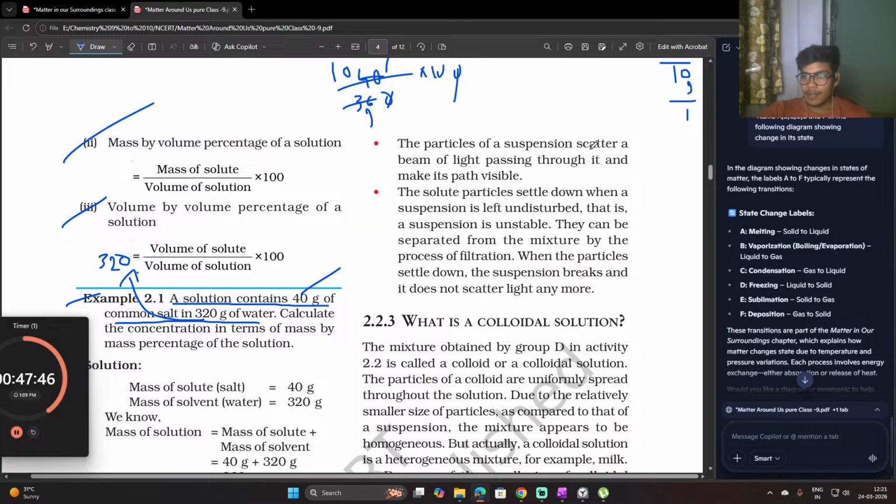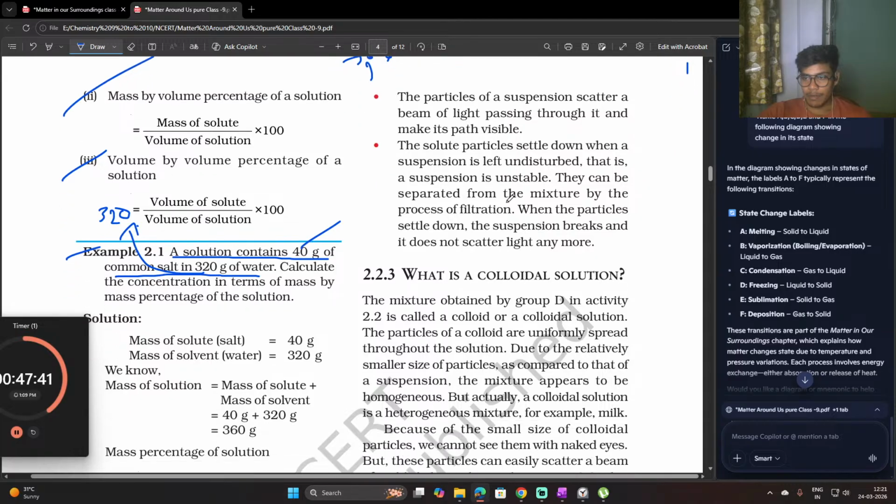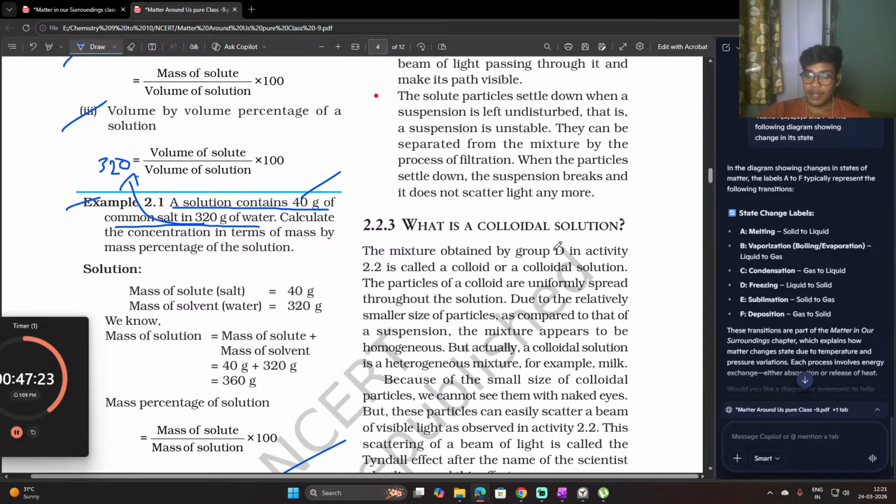The particles of a suspension scatter a beam of light passing through it and make its path visible. The solute particles settle down when a suspension is left undisturbed. That is, a suspension is unstable. They can be separated from the mixture by the process of filtration. When the particles settle down, the suspension breaks and does not scatter light anymore.